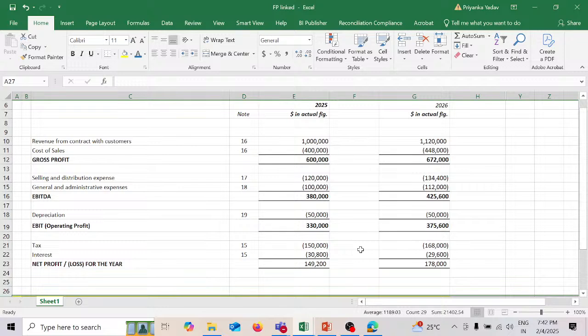So that's all for today. I hope you've understood how to create financial planning from scratch, how to do financial planning with the help of Excel. The basic structure we have created today.